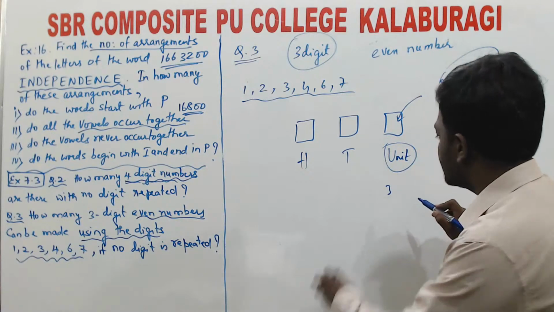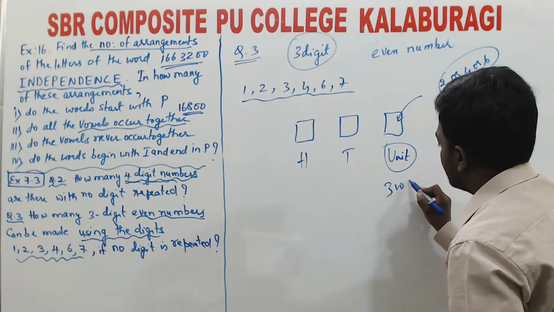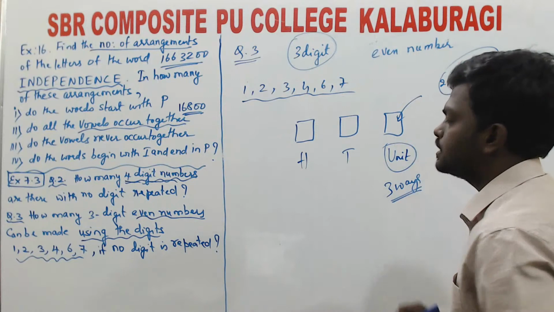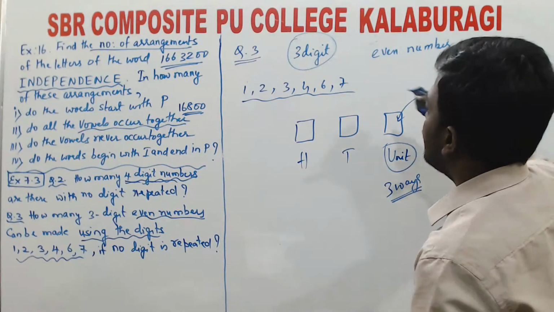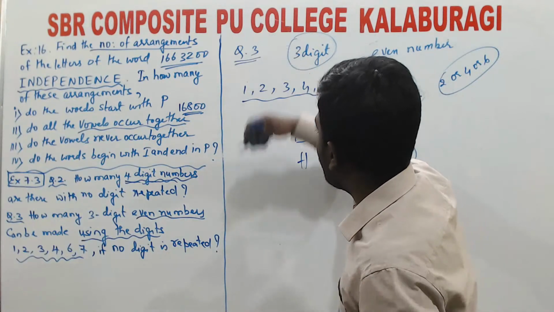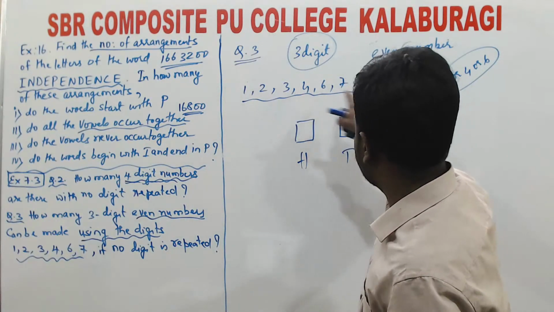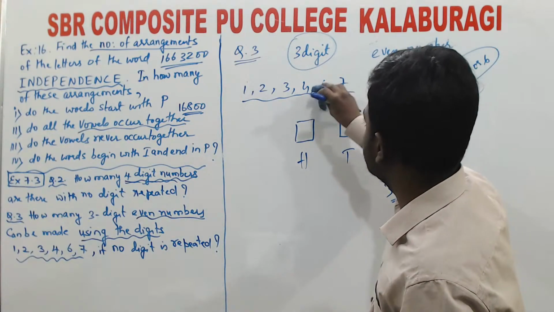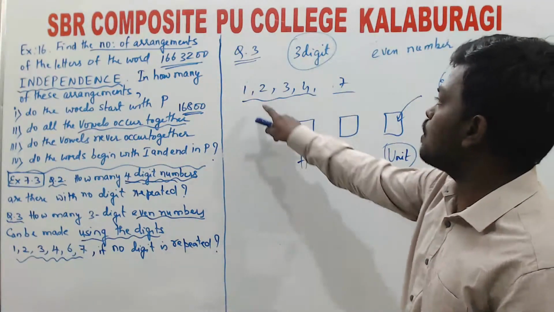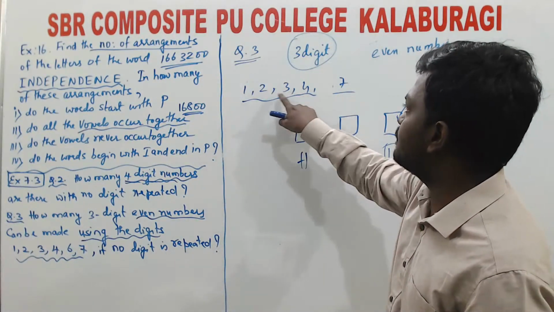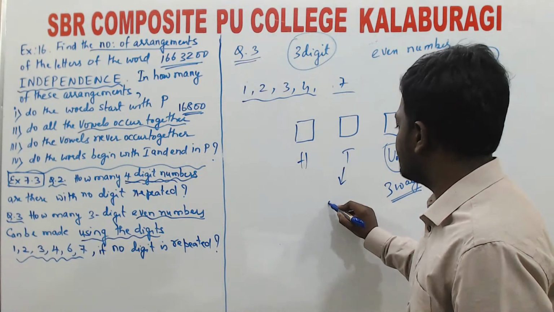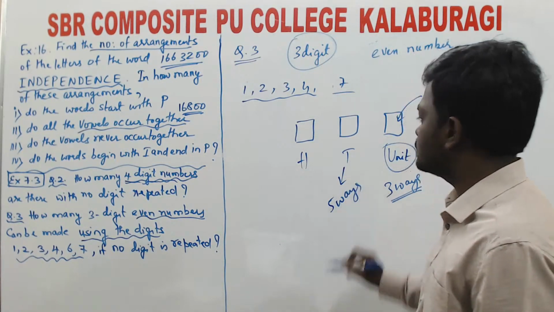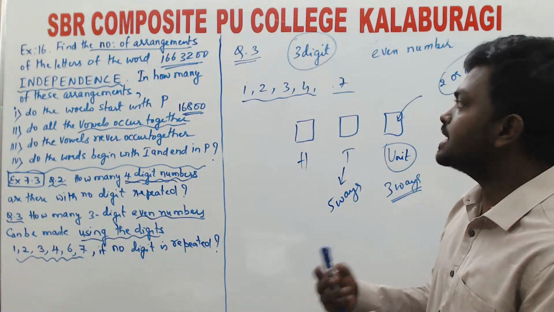So the units place can be filled in three ways, and no digit is repeated, right? Let me assume that either 2 is in this place, or 4, or 6. Now how many are we left with? We are left with 4 and 5. So the tens place can be filled in 5 ways. Is that clear?